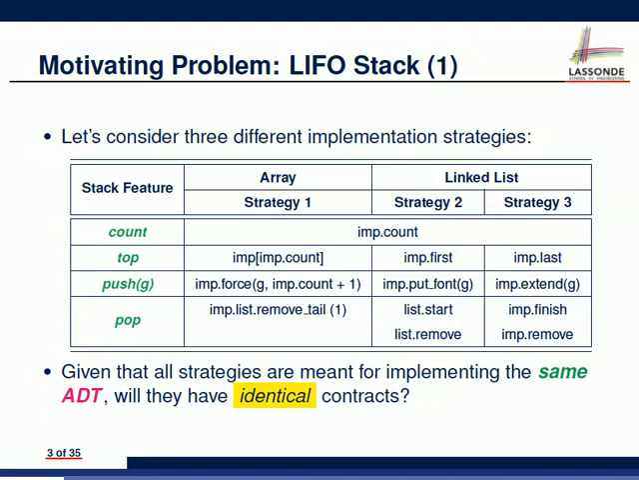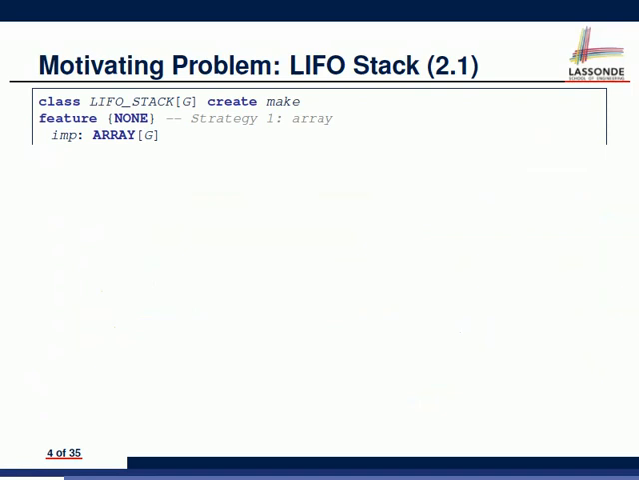Now, how do I express the post condition for strategy number 2 to say the new top is now G? Well, I would say imp.first is G. What about strategy number 3? Imp.last is equal to G. So they're different, even though they mean the same thing. Okay? That's kind of the thing I want to express. Okay, let's see exactly how the code looks like. You will see even more difference.